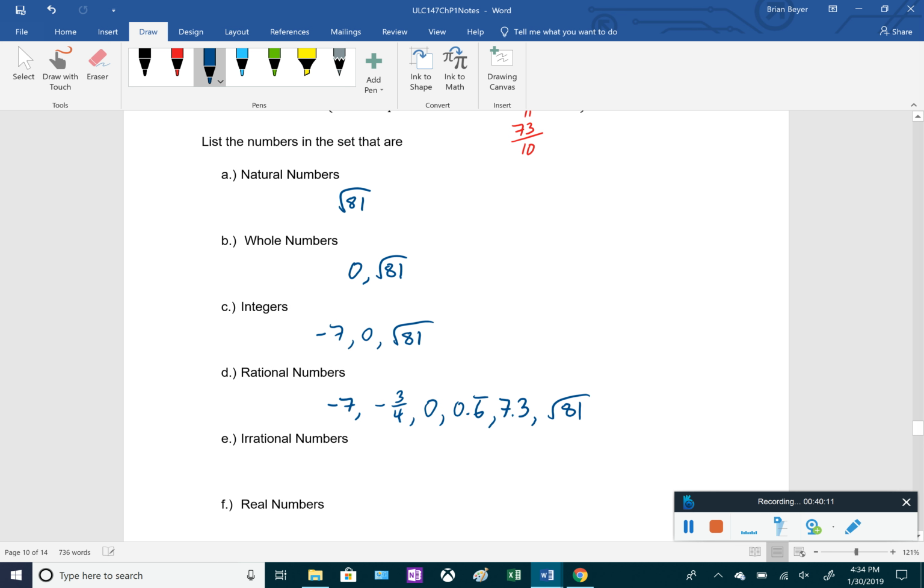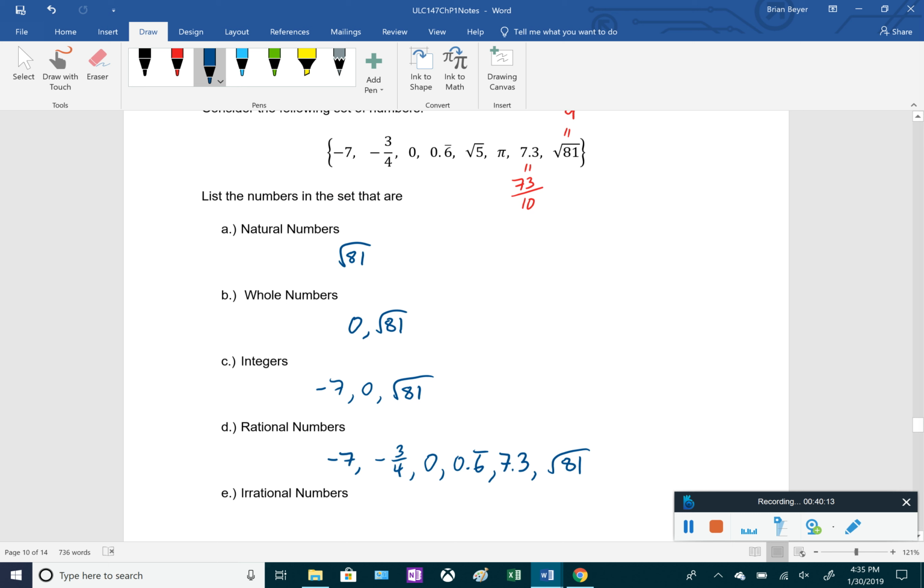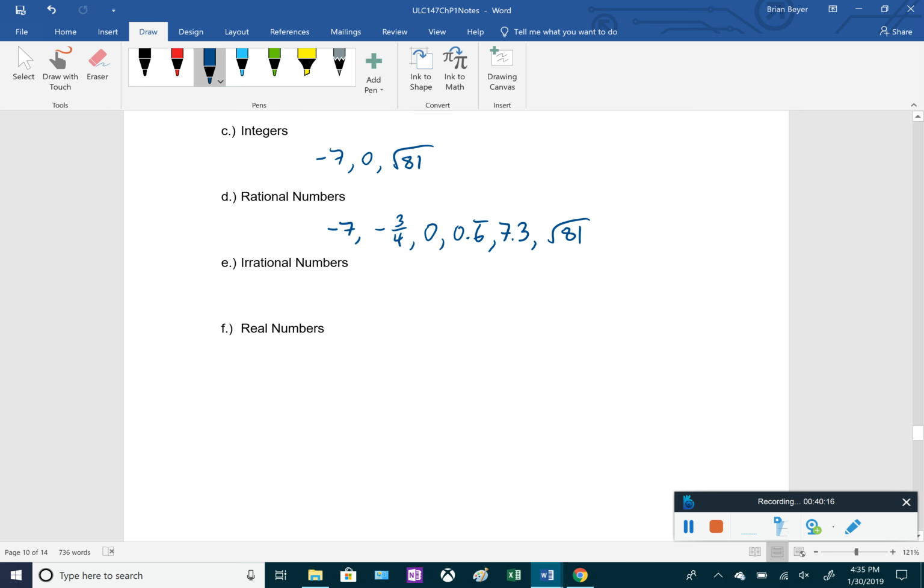And so does radical 81. Lastly, for irrational numbers, that's just going to be radical 5 and pi. Okay, and then for the real numbers, we're going to have everything, so rational numbers and irrational. I'm just going to list them all out: -7, -3 over 4, 0, 0.6 repeating, radical 5, pi, 7.3, and radical 81.